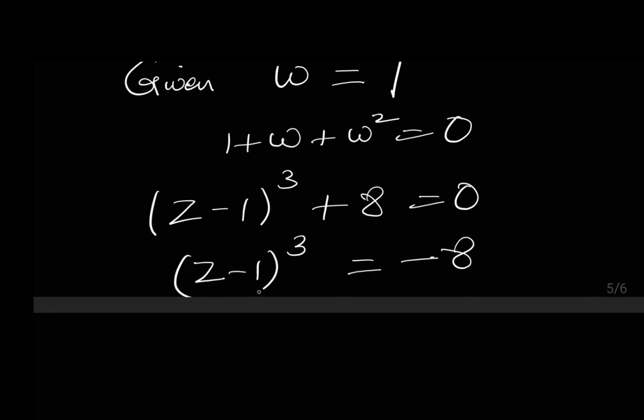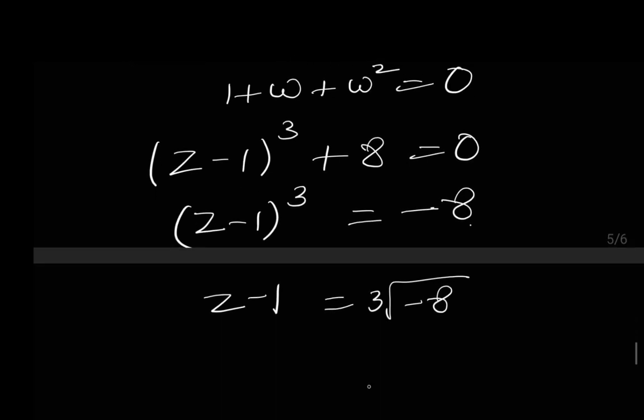Here (z minus 1) the whole cube is equal to minus 8. So z minus 1 is equal to the cube root of minus 8. Actually, what is the cube root of 8? The factors of 8 are 2 into 2 into 2, three 2's. So all the three 2's carry the minus sign here.